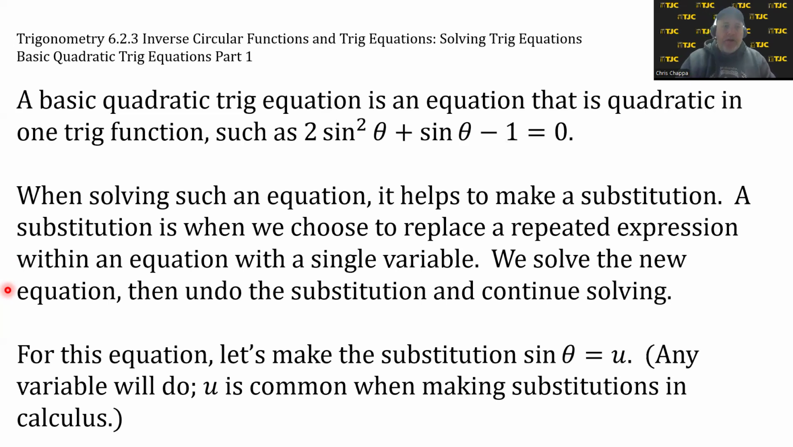Now for this equation, we're going to make the substitution sine of theta equals u, because sine of theta is repeated in the two terms. Yes, on one of them it's squared, but that's easy to fix. Any variable will do, by the way. U is common when making substitutions in calculus, but any letter works besides theta, because that's already spoken for.